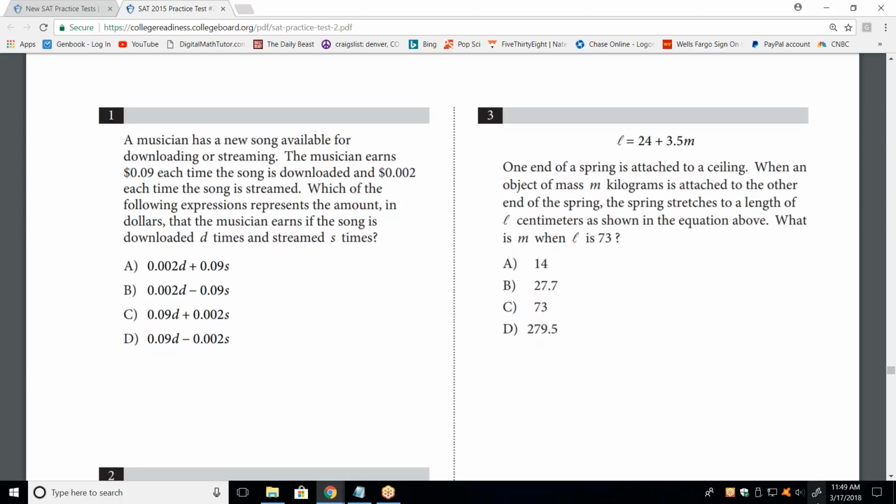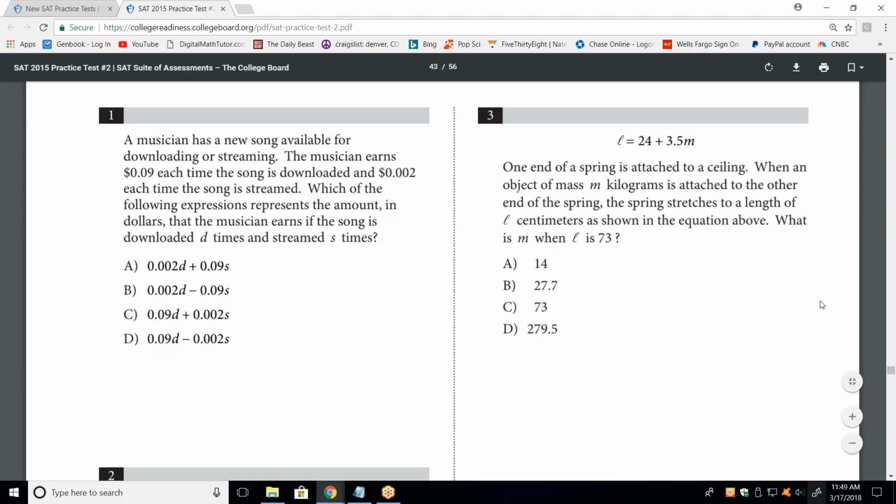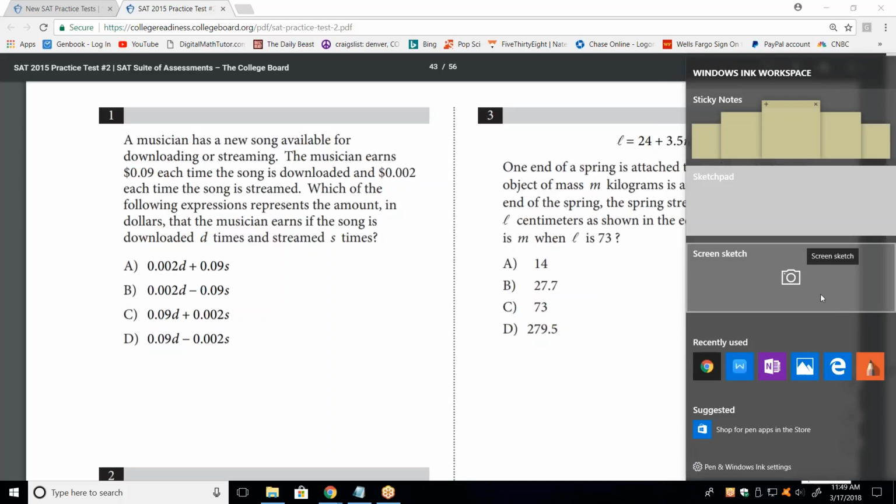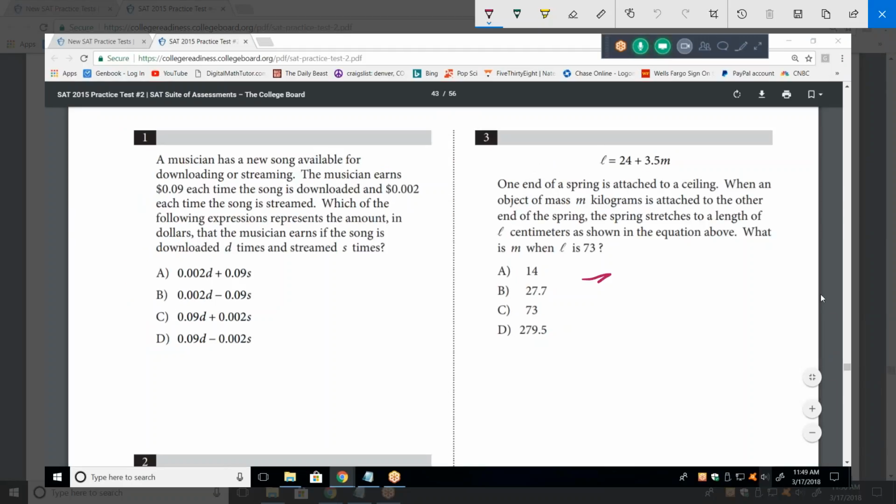So tell me what to write. This one's actually pretty straightforward. Oh, okay. So you'd write L is equal to. Hold on. What's L equal to? Sorry, never mind. Scratch that. So 73 is equal to 24 plus 3.5 m. Okay, and now what it's asking you to do is what at this point? Solve for m. Do it.